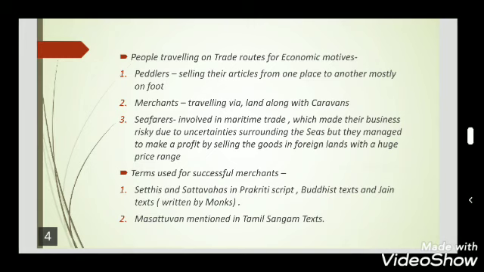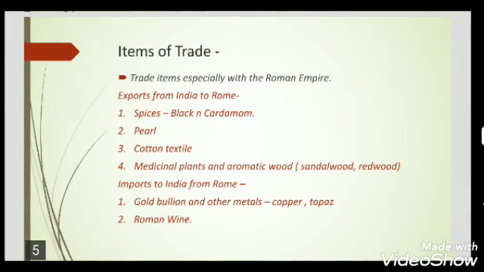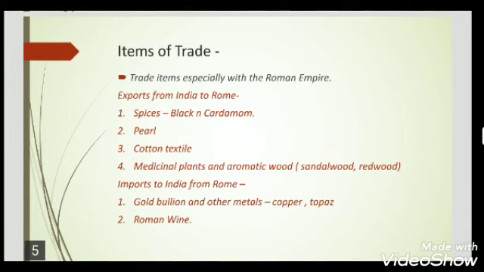Finally, we have items of trade that we need to look into. What were the articles that were being traded? Now, again, this portion in your book is given in a very haphazard manner. They have not written which goods were being imported or exported. So just remember the list: salt, grain, cloth, metal ores, and finished products. These are mentioned in a very general way.